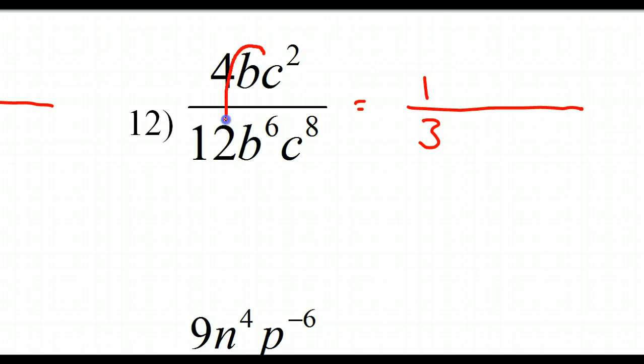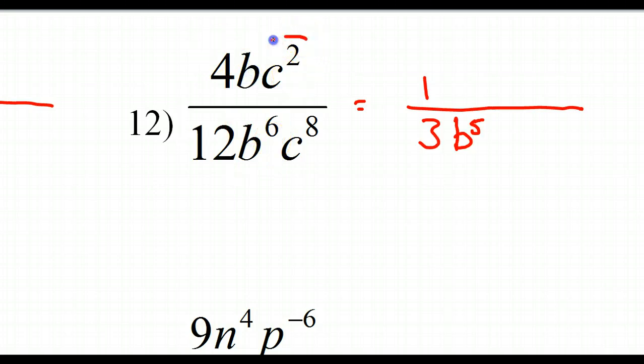Now, looking at the b's. This b cancels out one of these 6 b's. So how many b's will be left? Well, that's going to leave 5 b's on the bottom. That's where the extras are.